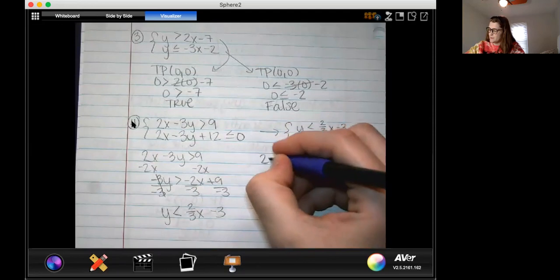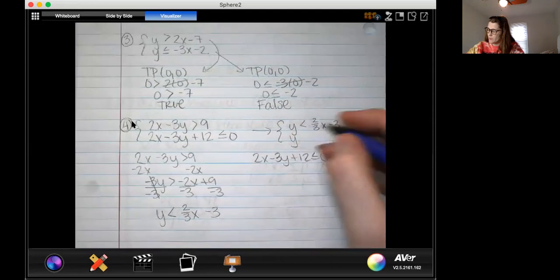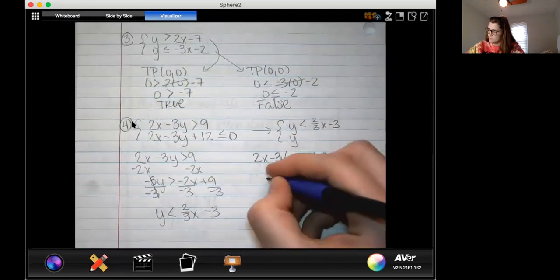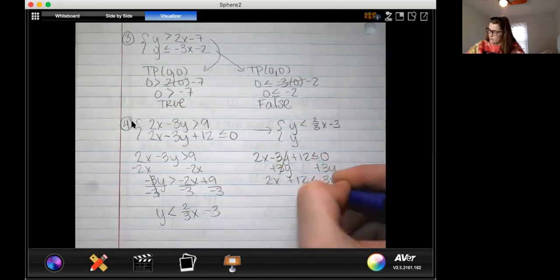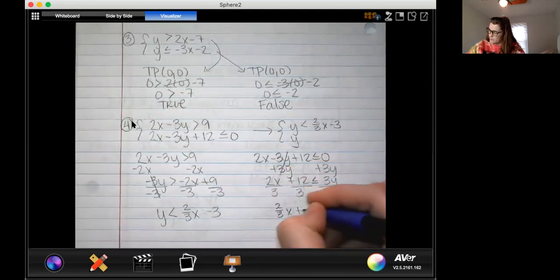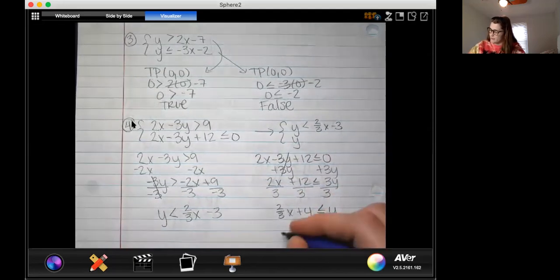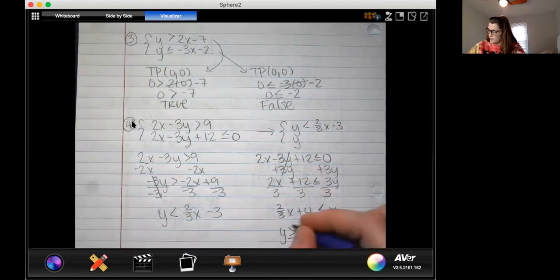Okay, for my second one, I'm going to go ahead and add 3y to the right side. Divide by 3. So I get 2/3 x plus 4 is less than or equal to y. If I rewrite this, that means the sign has to change. I didn't flip the sign, I only changed how it was written, so therefore the sign does have to change.